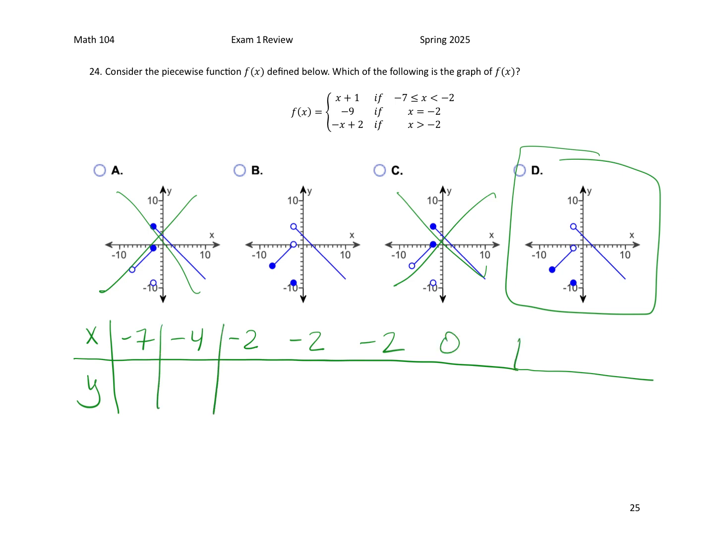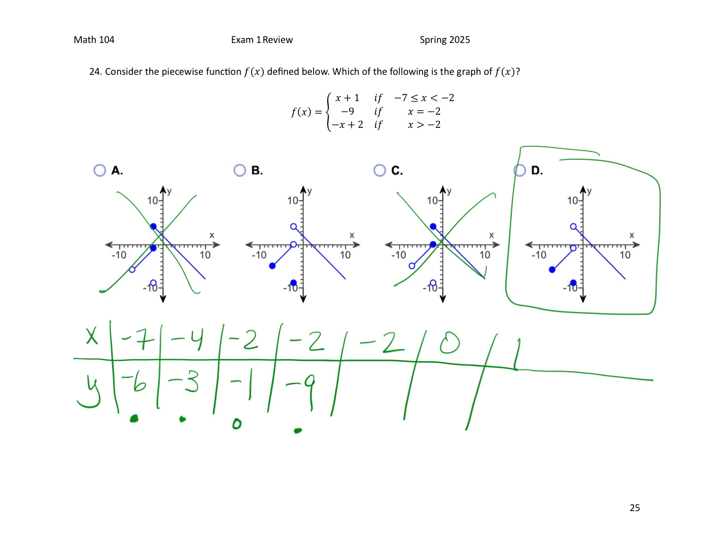Okay, so I'm going to plug all these x values into my function. So -7 and -4 go in here because they are between -7 and -2. So -7 plus 1 is -6, -4 plus 1 is -3, and -2 plus 1 is -1, but this is an open dot. This is closed. This is closed. Okay. Now, when x is -2, I get -9. So I have a -9 here with a closed dot.